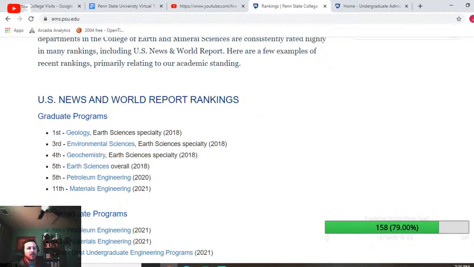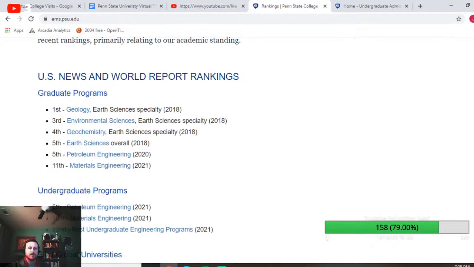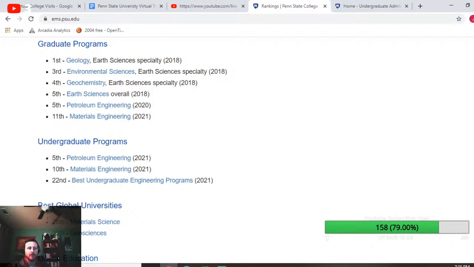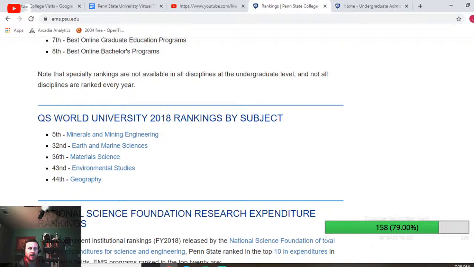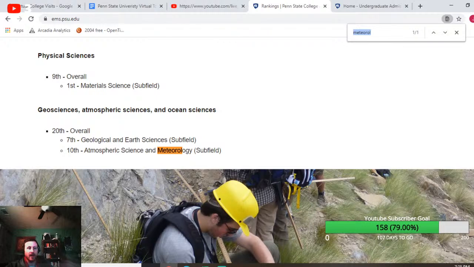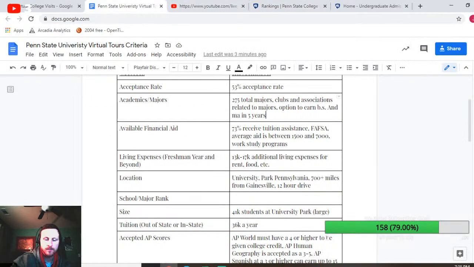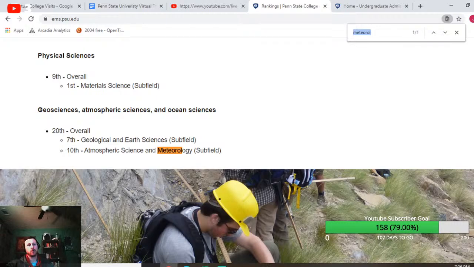All right, so this one is going to be, okay, that's graduate programs. We don't want that one yet. Undergraduate, so online education, so meteorology. Okay, so 10th overall within that. So we'll put that in as major rank. 10th in meteorology.